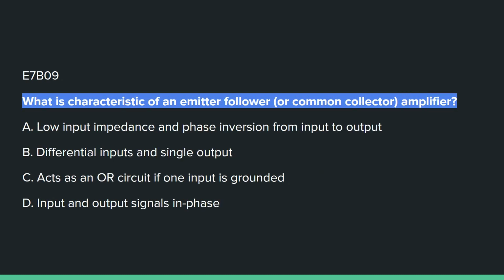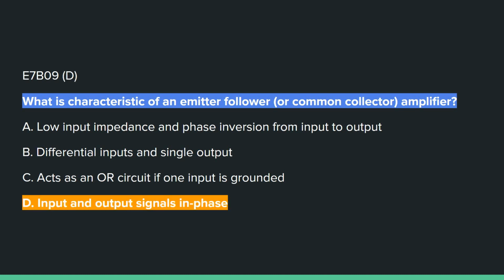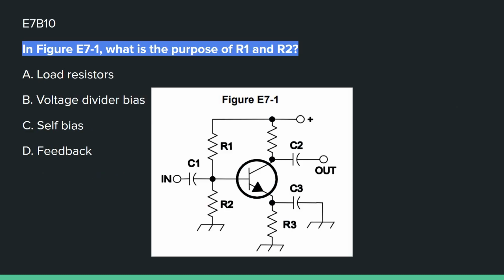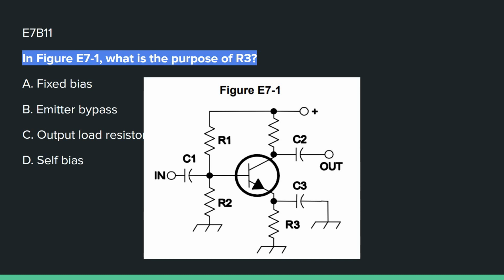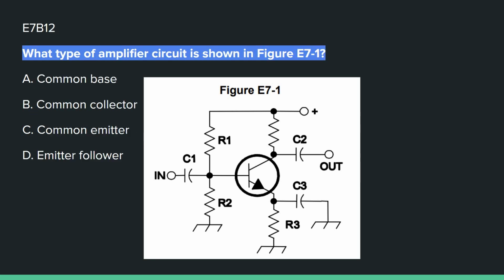E7B09, what is a characteristic of an emitter follower, or common collector amplifier? D, input and output signals in phase. E7B10 says, in figure E7-1, what is the purpose of R1 and R2? B, voltage divider bias. E7B11 says, in figure E7-1, what is the purpose of R3? D, self-bias. E7B12, what type of amplifier circuit is shown in figure E7-1? C, common emitter.